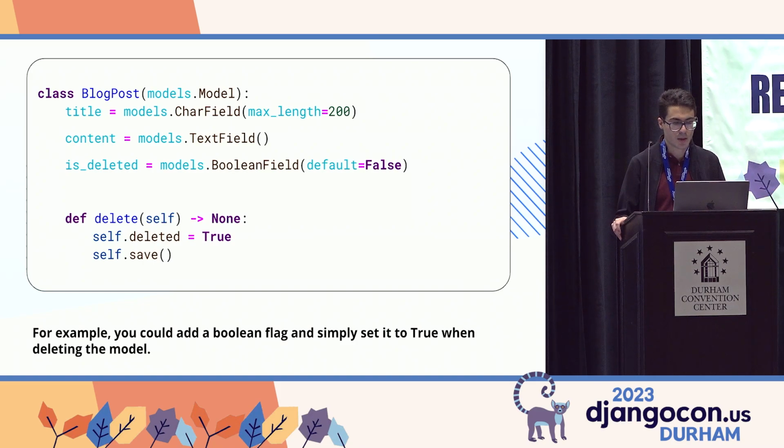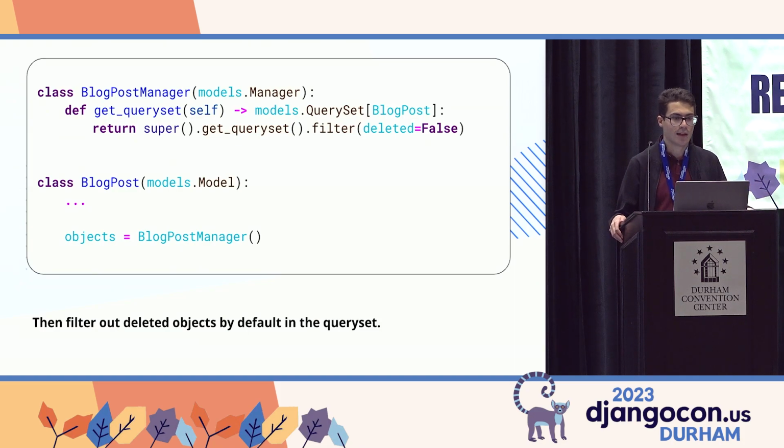So let's say we have blog posts, and let's say we want to soft delete this model. So maybe we want to give users the ability to restore a deleted blog post. We can just have a deleted field. It defaults to false. We override the delete method, and instead of doing an actual delete, it does a save and just sets this field to true. At this point, we can then override the base manager, create our own blog post manager, override get_queryset, and then just filter on non-deleted blog posts.